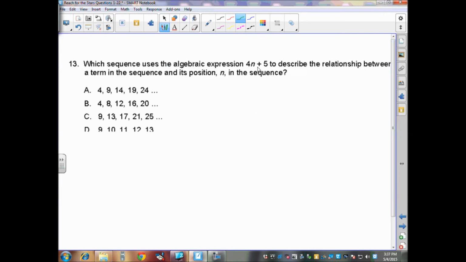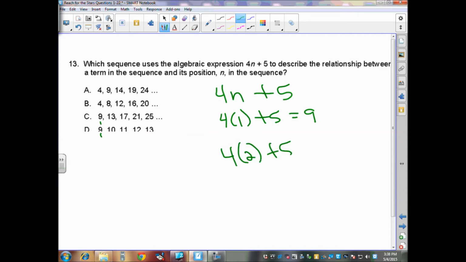Which sequence describes the relationship between the terms and n in this sequence? This is very easy to do. What you can do is start out by plugging in 1 for n. 4 times 1 plus 5 is 9. That means it's either that one or that one. Let's do 4 times 2 plus 5 to find the next one. That's 8 plus 5, 13. It's there, so it's got to be C.